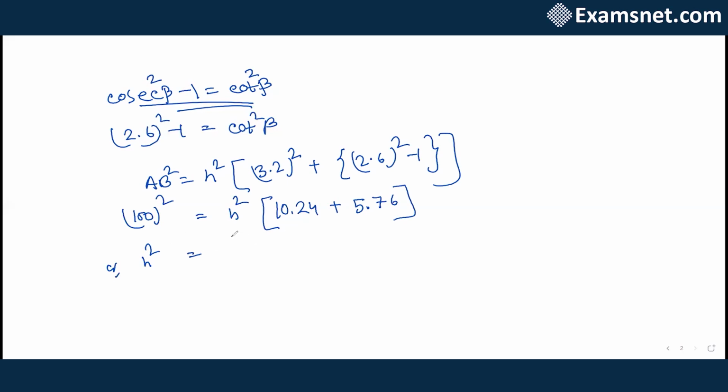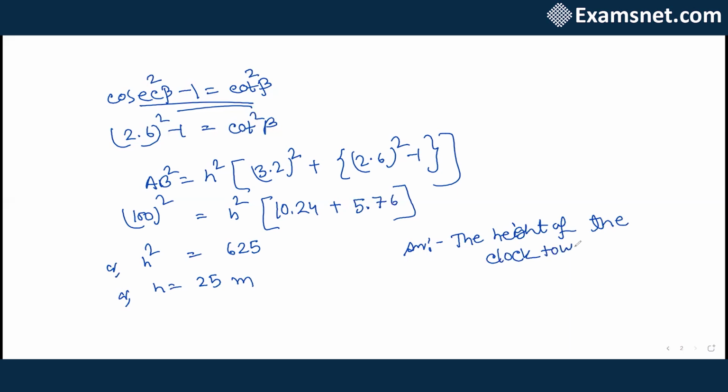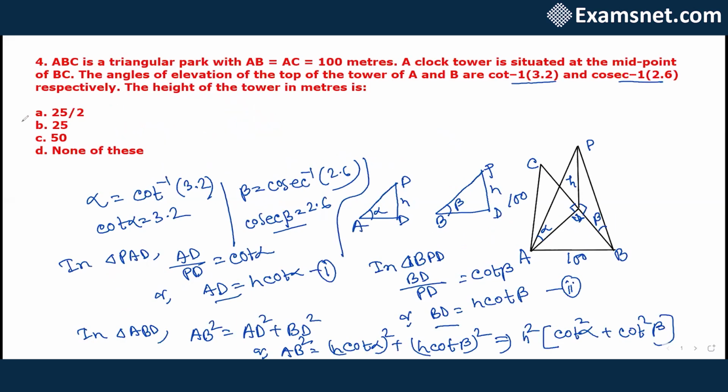Okay, after doing the further calculation, I will get this value as 625. That means the value of H is 25 meter. Root under 625 will give us the value 25 meters. So the answer is the height of the clock tower is 25 meter. Correct. Now check which option it matches with. Yes, option B is the correct answer.